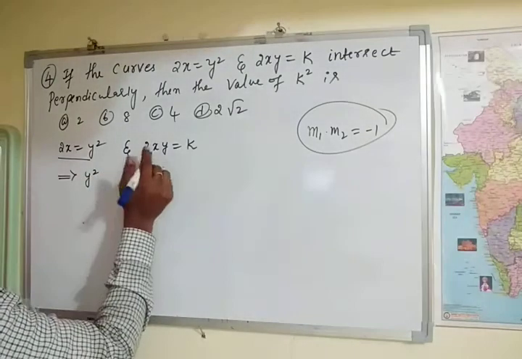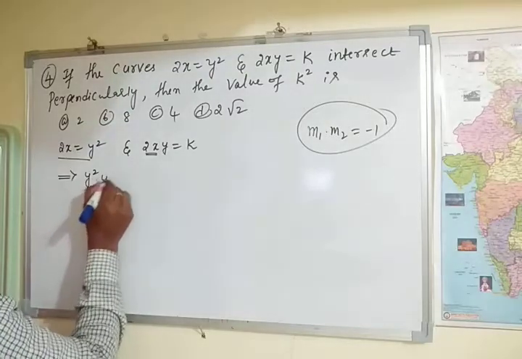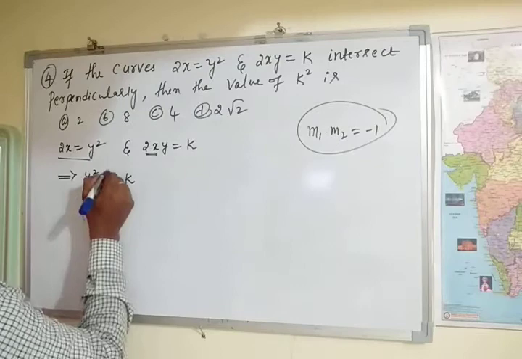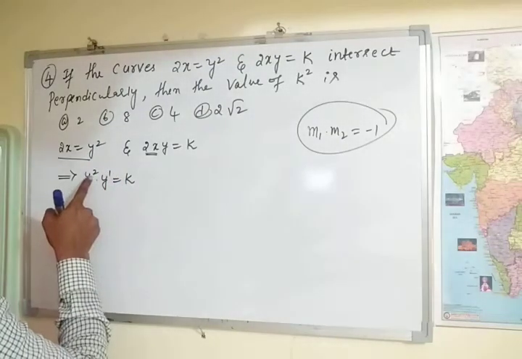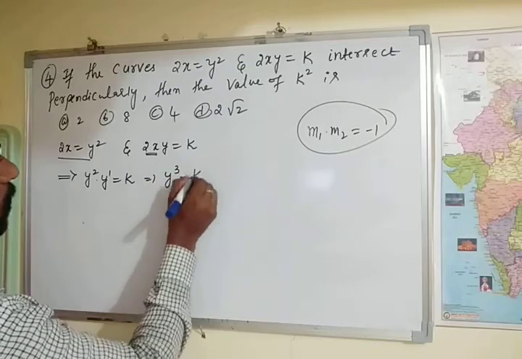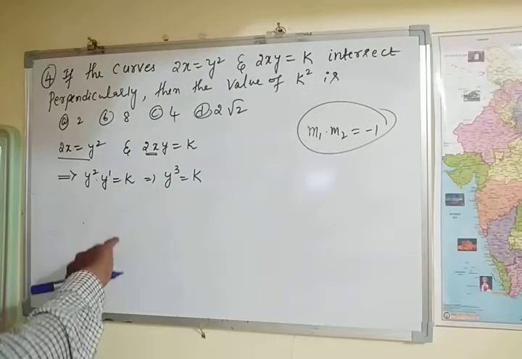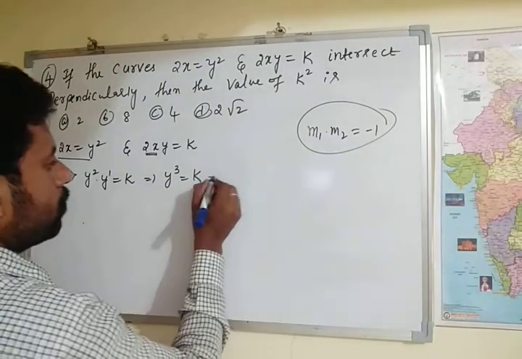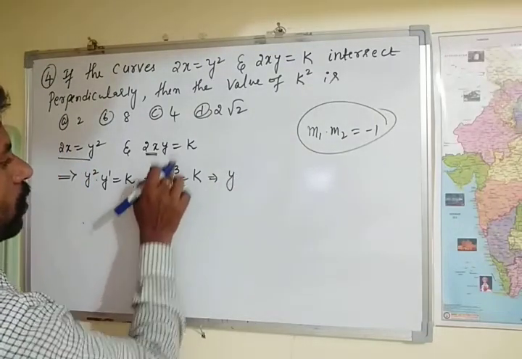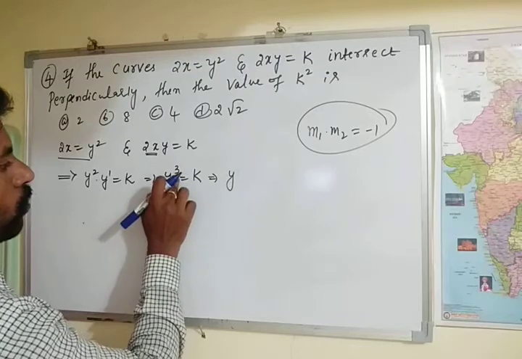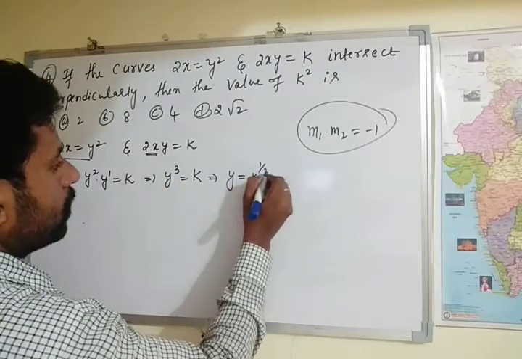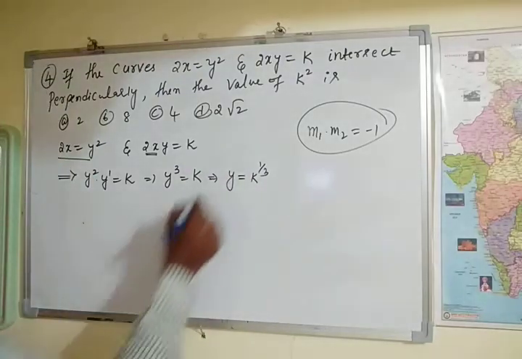Y square into y is equal to k. See, y square, here we have y to the power 1. 2 plus 1 is 3. This implies y to the power 3 is equal to k. Take cube root on both sides. We get y is equal to k to the power 1 by 3, since the cube and root are cancelled. Y is equal to k to the power 1 by 3.